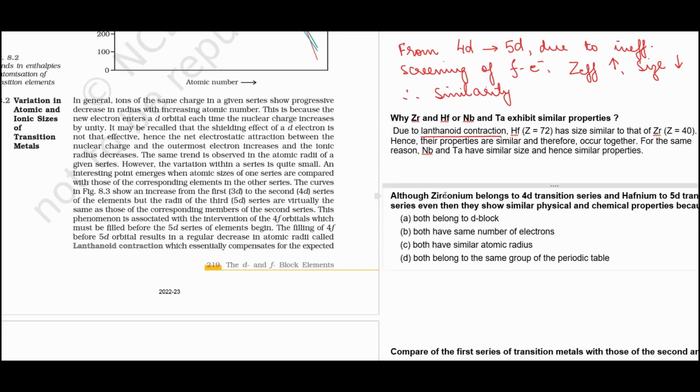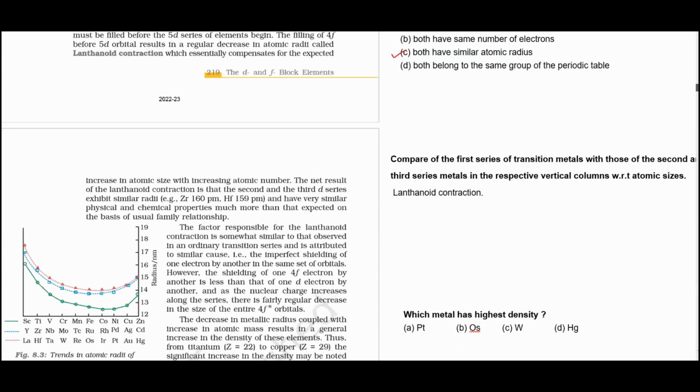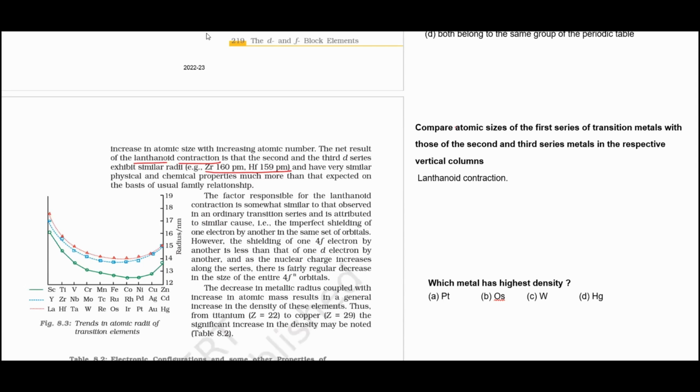So we have question forms here. Although zirconium belongs to 4d and hafnium to 5d, they show similar chemical properties. Why? Because they have similar atomic radius. And why do they have similar atomic radius? Due to lanthanoid contraction. So these are the important points related to this one. A similar question can be asked in terms of comparison of atomic sizes of the first series of transition metals with those of second and third series in the respective columns. The answer is again based on lanthanoid contraction.